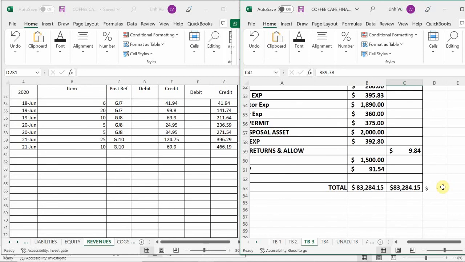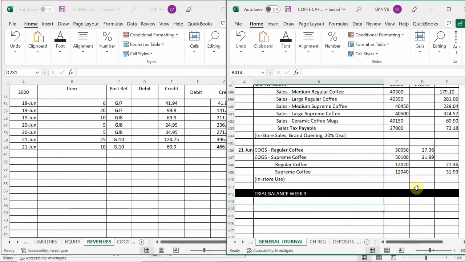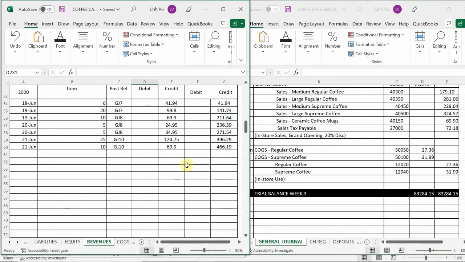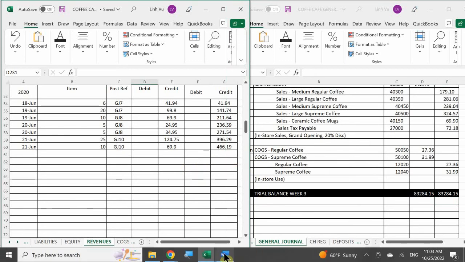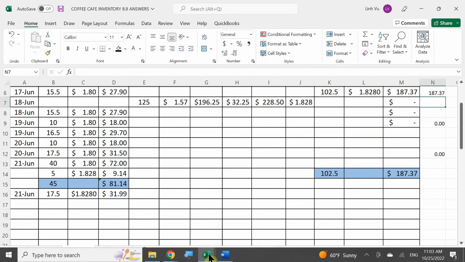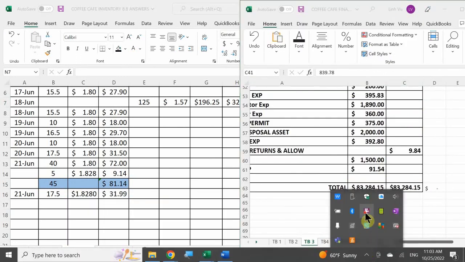So if you want this number to be in your journal, you can go ahead and do that. 83,284.15. Okay, you can do that if you want to, whatever you want to do. Okay, so in this case, yay, we are successful. So again, we're done. All right, so that means we're going to start week 4 tomorrow.